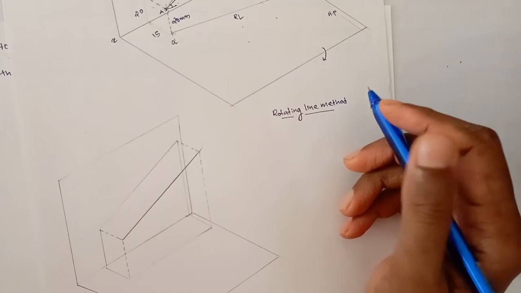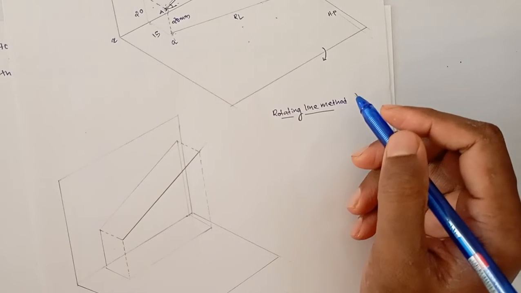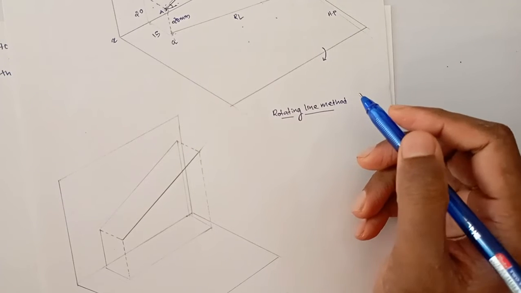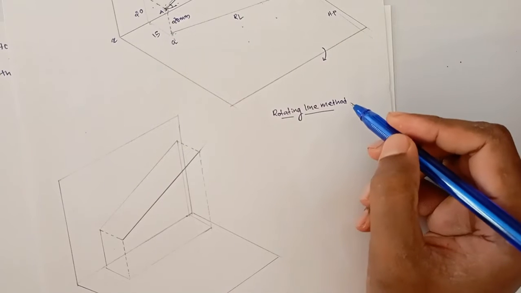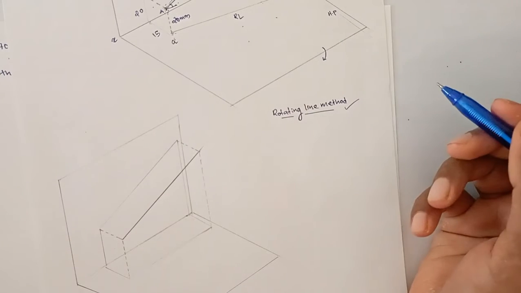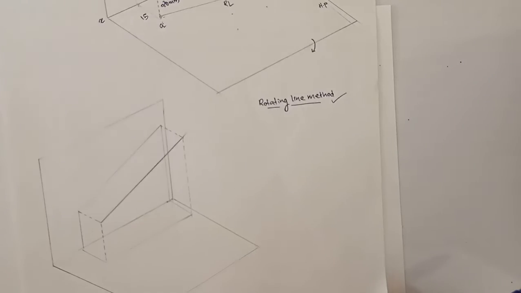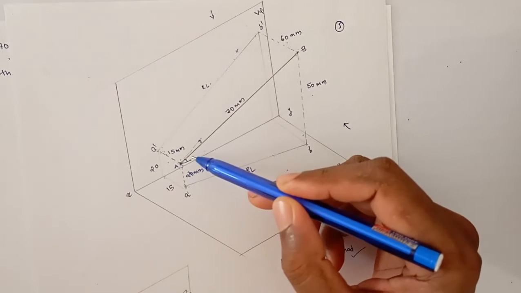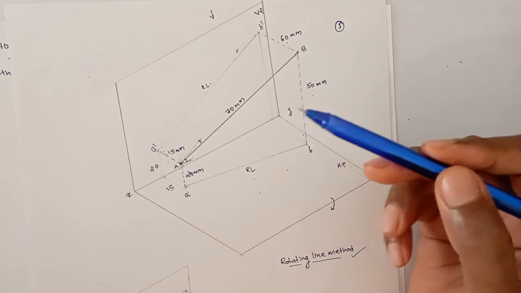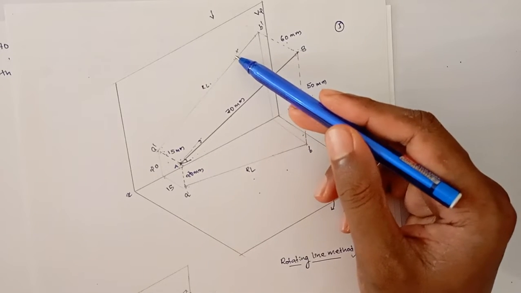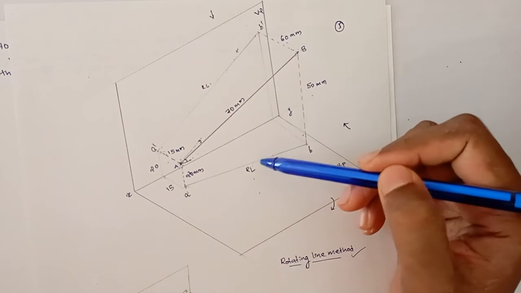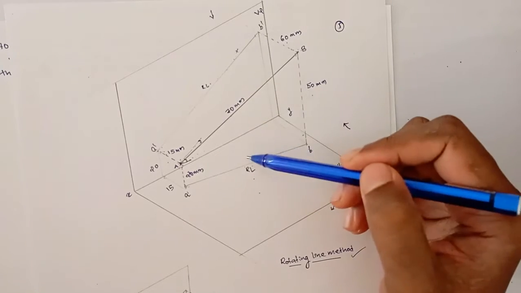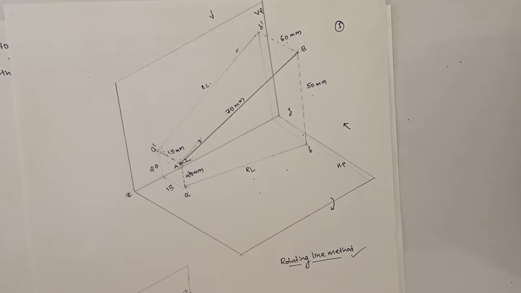In order to draw the projections in this type of question, where the line is inclined at both the planes, both HP and VP, we follow one method that is called rotating line method. So what is rotating line method? Here the line is inclined at both the HP and VP. So in both views, neither the front view nor the top view gives true length. Both lengths are reduced and we don't know the reduced length. So we have to find out the reduced length first.